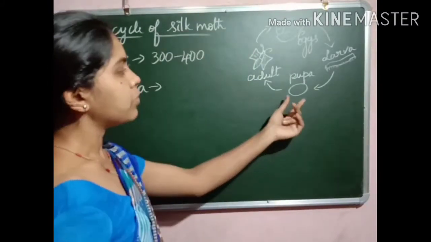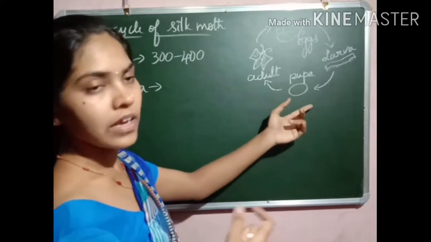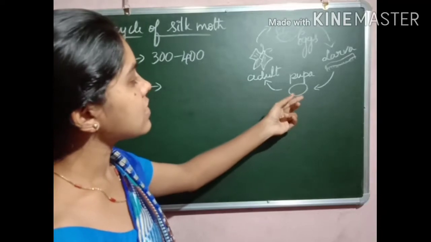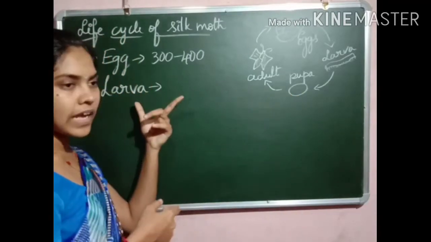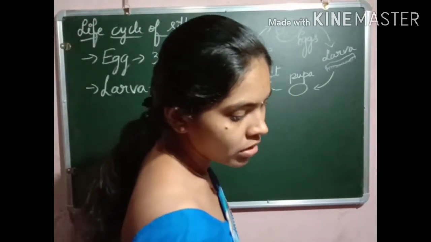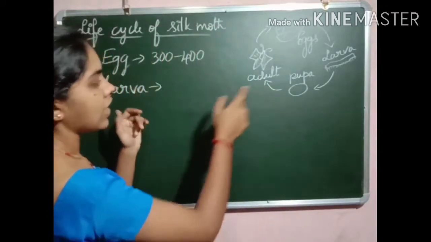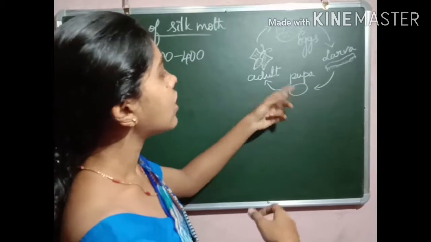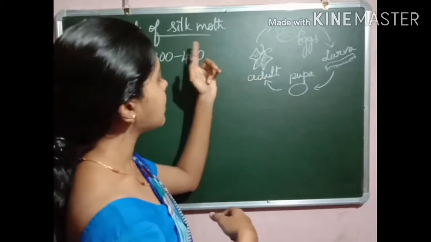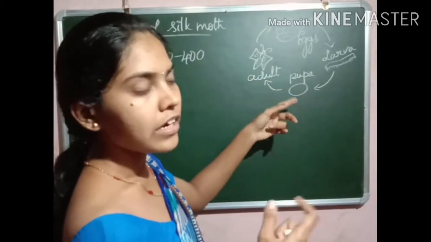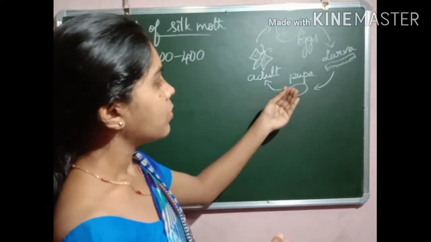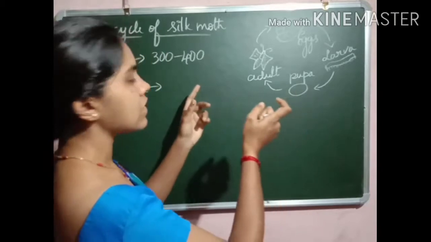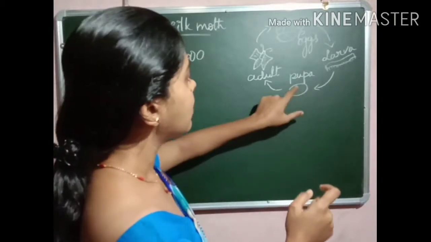Okay, the pupa undergoes many changes inside the cocoon, and it will take around 10 to 14 days for these changes in order to become the adult silk moth. Then the cocoon will be hatched and the adult silk moth will come out from the cocoon.